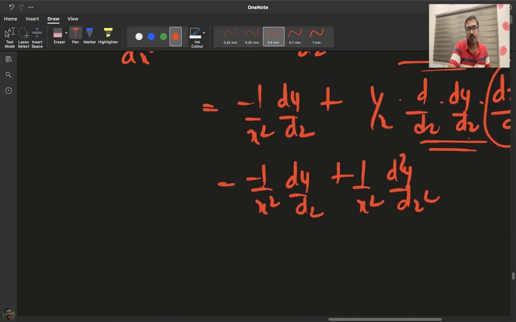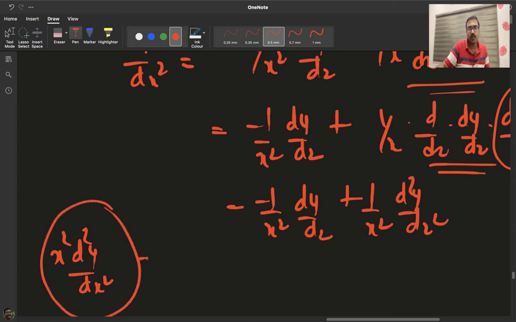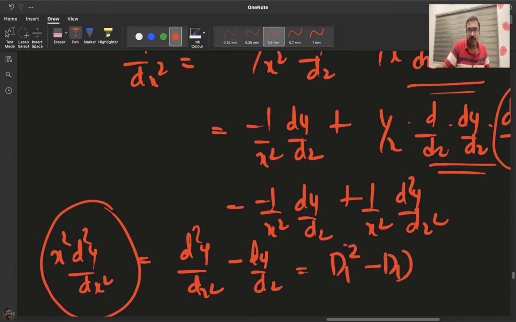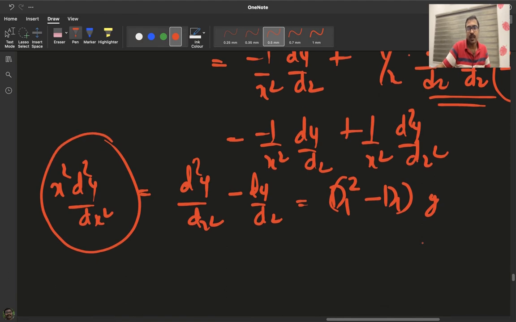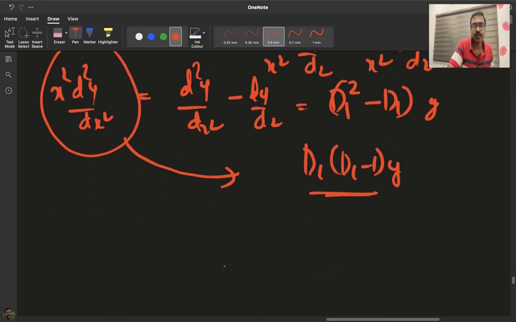If I take this x square to the other side, we get x square into d square y by dx square, which is the term coming in our equation. This is equal to d square y by dz square minus dy by dz. Using the D1 notation, it is D1 square minus D1 of y, or simply D1 into D1 minus 1 of y. So your x square d square y by dx square will be transformed to this. Remember the notation.